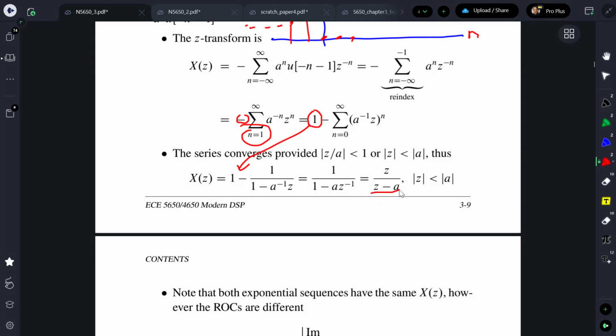That's the same form. But this is different. So what's distinguishing in the Z domain the two signals, one that's right-sided, the other one that was left-sided, is the region of convergence.